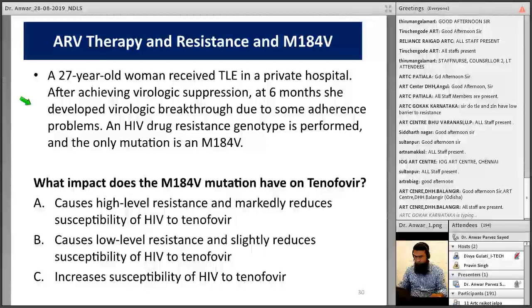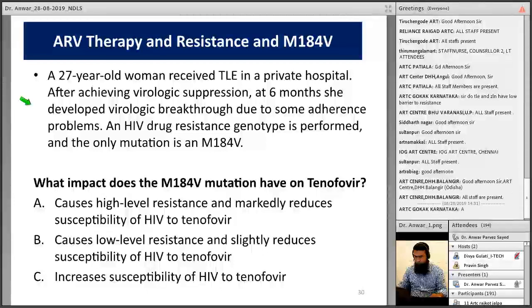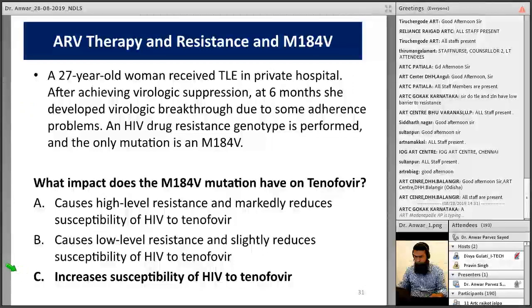Does it cause high level resistance and markedly reduce the susceptibility of HIV to tenofovir? Or does it cause low level resistance and slightly reduce susceptibility of HIV to tenofovir, or increase susceptibility of HIV to tenofovir? So one of the answers we received is A, which is a very logical answer in fact, that if you have one mutation, there should be high level resistance. But in contrast, what actually happens is C, which is increased susceptibility of HIV to tenofovir.